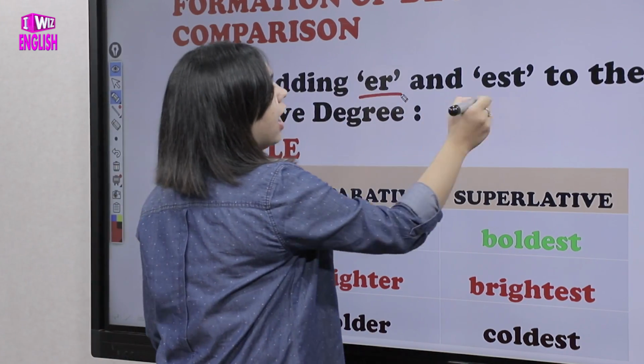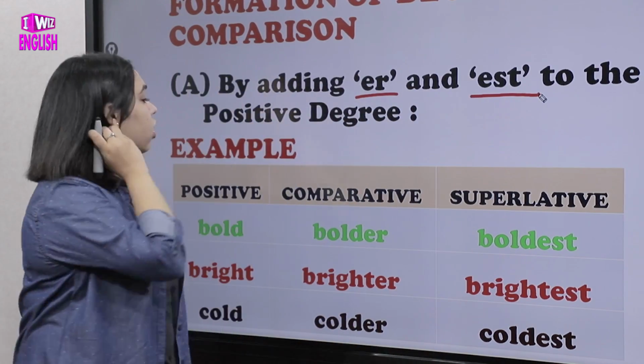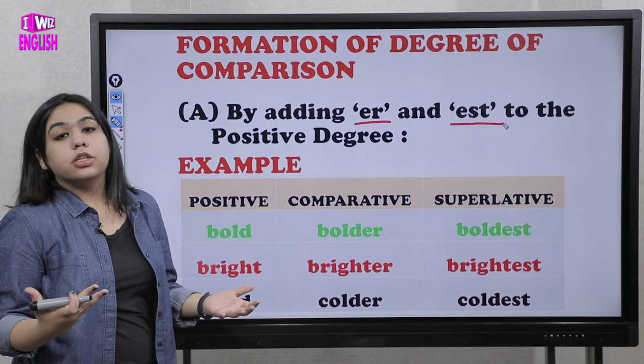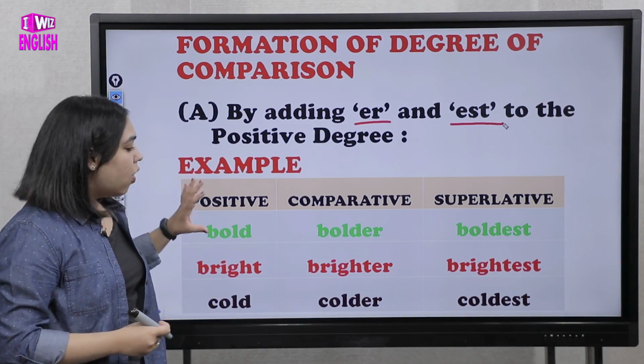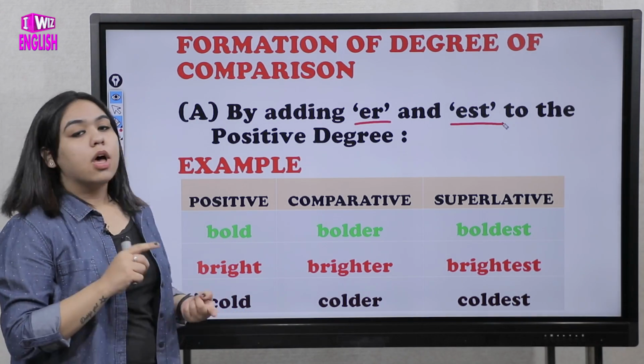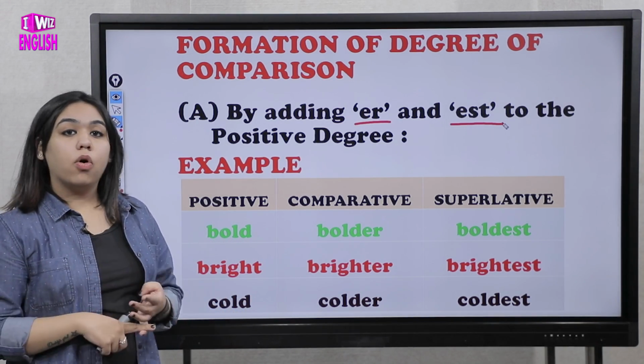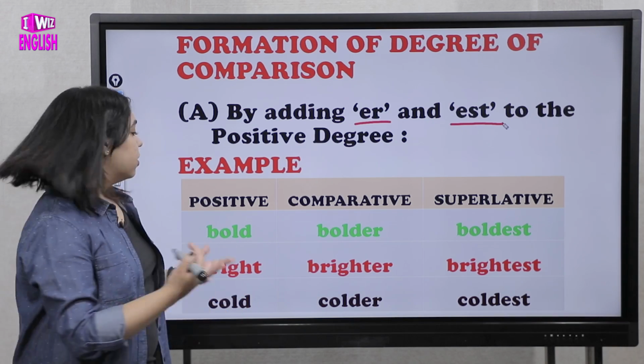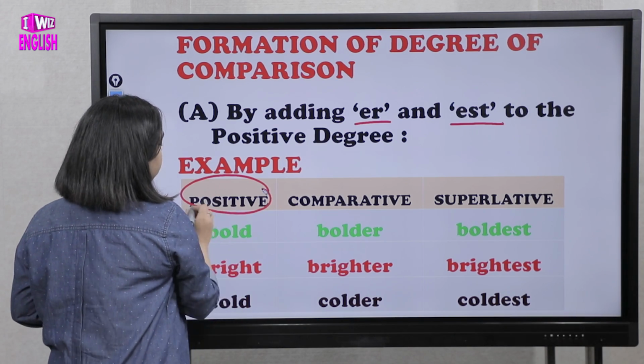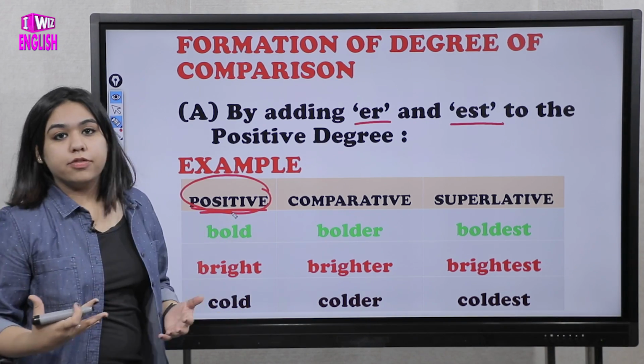In some cases, we add ER and EST to the positive degree. Now, what is the positive degree? Keep it in mind that normal adjectives, the words that we use, fat, thin, short, tall, these normal adjectives are all the basic degrees, and these are also termed as positive degrees.